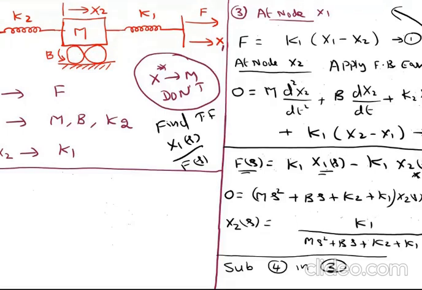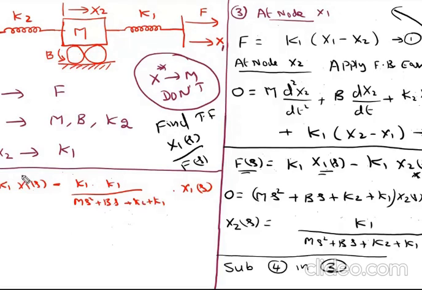So what you will get here, if you substitute that equation, then F of s is equal to, as usual, k1 into X1 of s minus, in case of X2 of s, you have to write k1 divided by m s square plus bs plus k2 plus k1, into X1 of s.